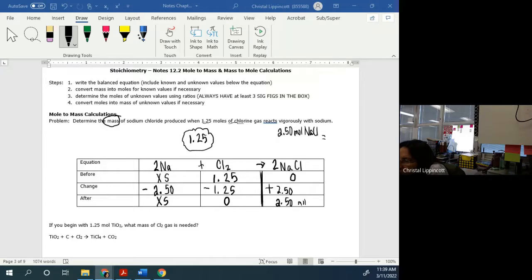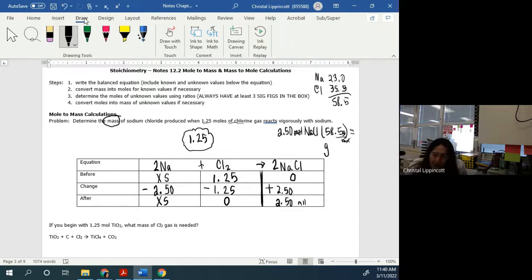So I need to find out the molar mass of sodium chloride. Well, I have 1 sodium, and that is 23.0, and I have a chlorine, which is 35.5. So that's a total of 58.5. So I'm going to multiply this times that 58.5. And that's going to give me grams, because this is grams per mole. My moles will cancel, and that's going to give me grams. So when I multiply that out, it's going to give me 146 grams of NaCl.